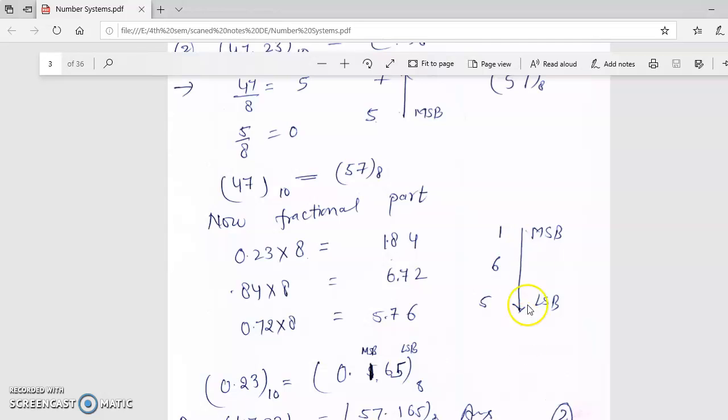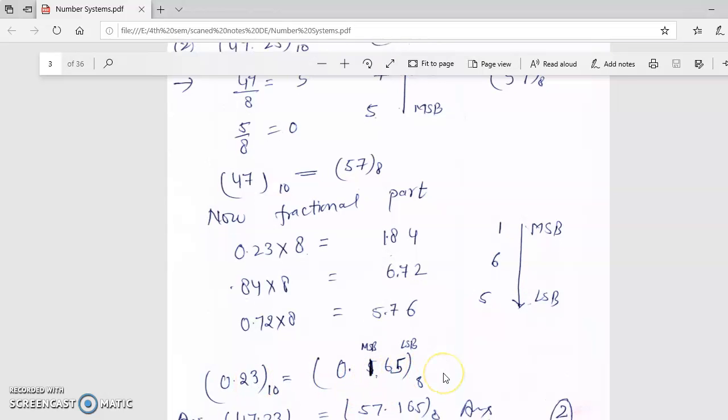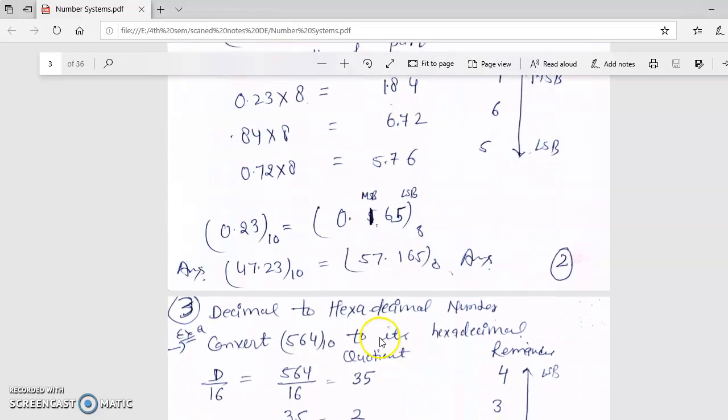So 165, right, 165. So we get the answer: 0.23 is 0.165, and the whole answer of this question, 47.23 in decimal number, in octal number conversion we get 57.165. That is our conversion. It means decimal to octal conversion.